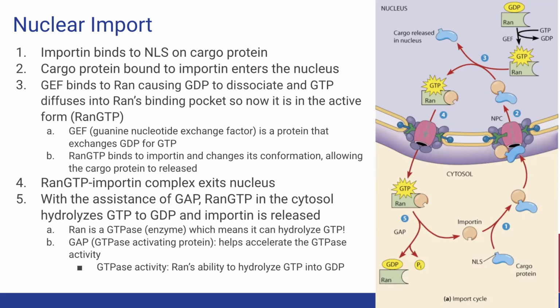RAN-GEF, which is guanine nucleotide exchange factor, is a protein that exchanges GDP for GTP. It's important to note that RAN-GEF along with RAN-GAP are not enzymes themselves. Only RAN is the enzyme. GAP and GEF just assist in the enzyme function.